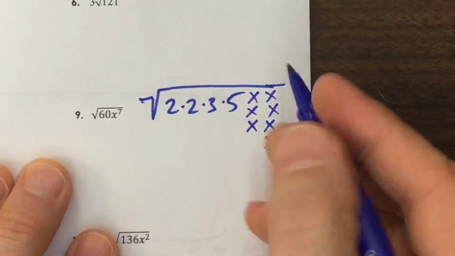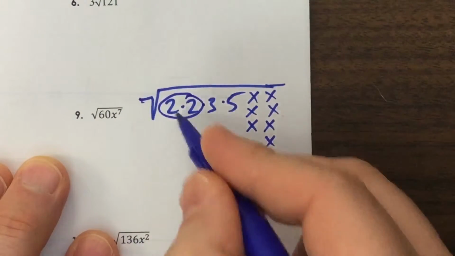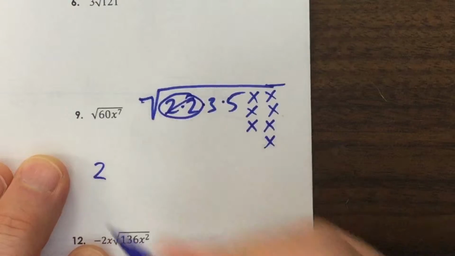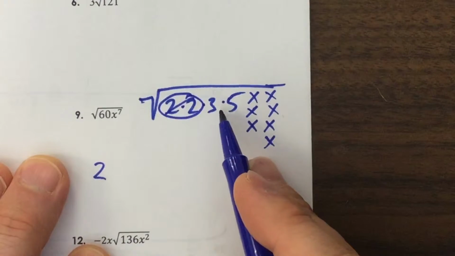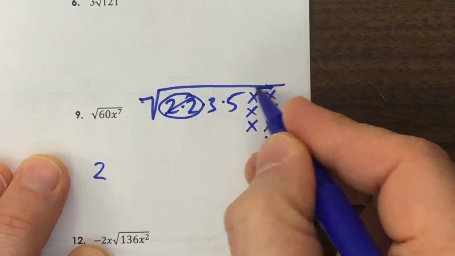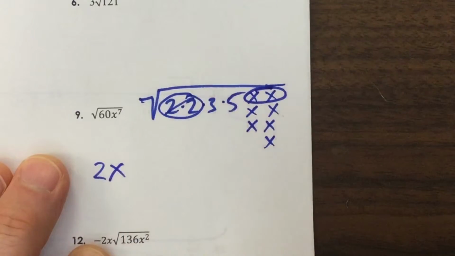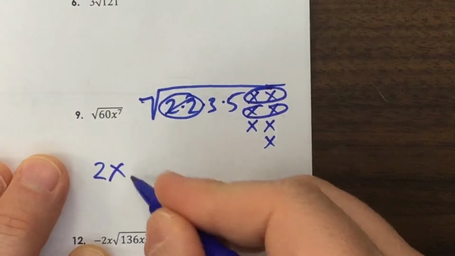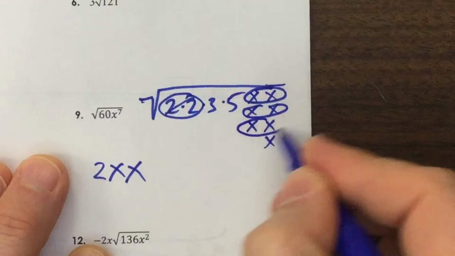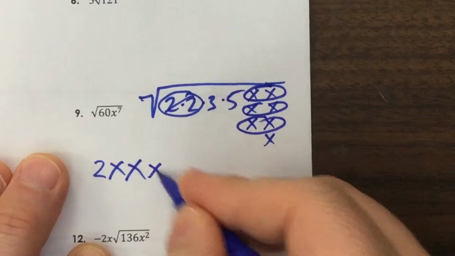All right? I have a pair of 2's. I'm going to circle it, cancel it, and bring out a 2 onto the outside. Can't cancel the 3 or the 5, but here's 2 x's I can circle, bring one out. 2 more x's to circle, bring one out. 2 more x's to circle, bring one out.